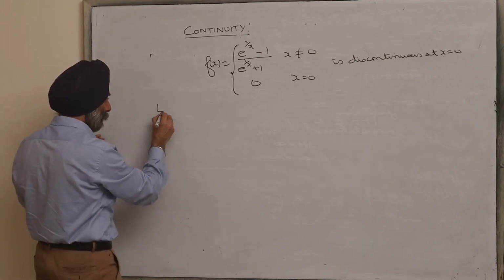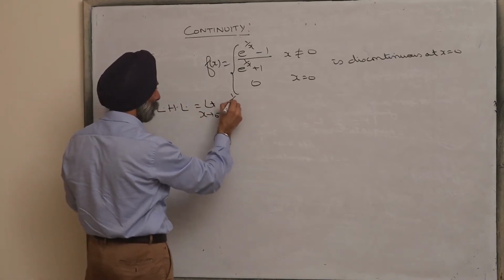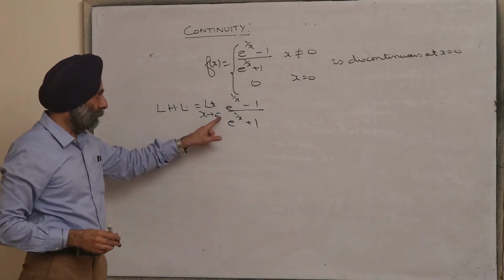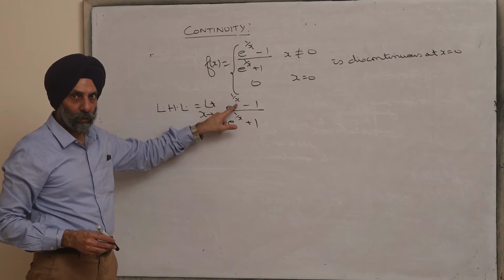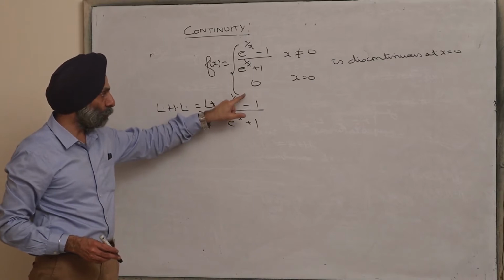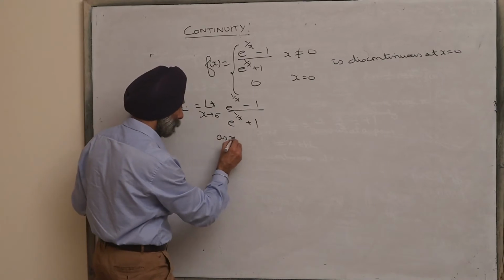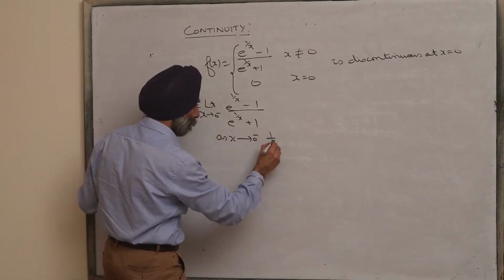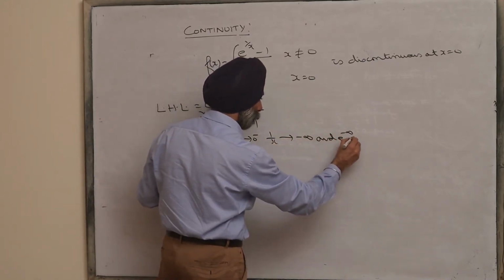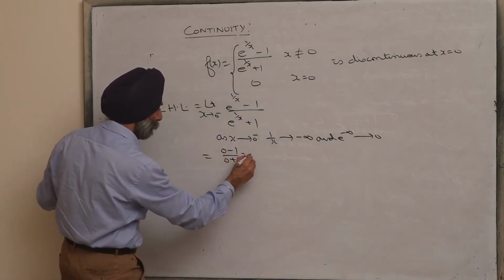Again first we will be finding the left hand limit, which is limit x approaches 0 negative of e raised to power 1 over x minus 1 over e raised to power 1 over x plus 1. As x approaches 0 negative, 1 over x approaches minus infinity, and e raised to power minus infinity approaches 0. So therefore this is equal to 0 minus 1 over 0 plus 1, which is minus 1.